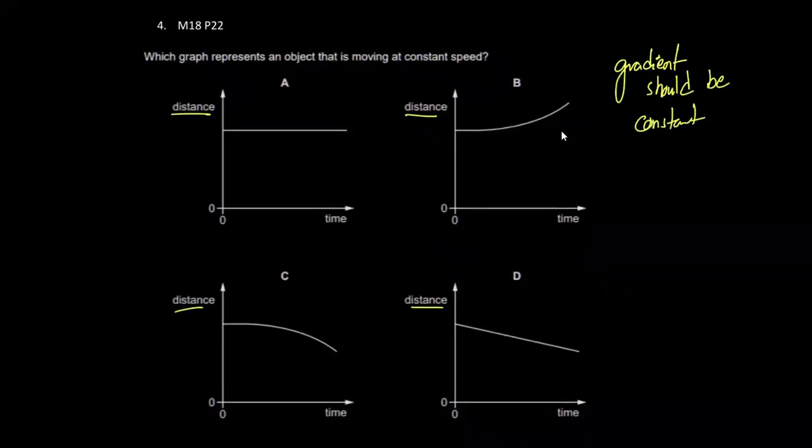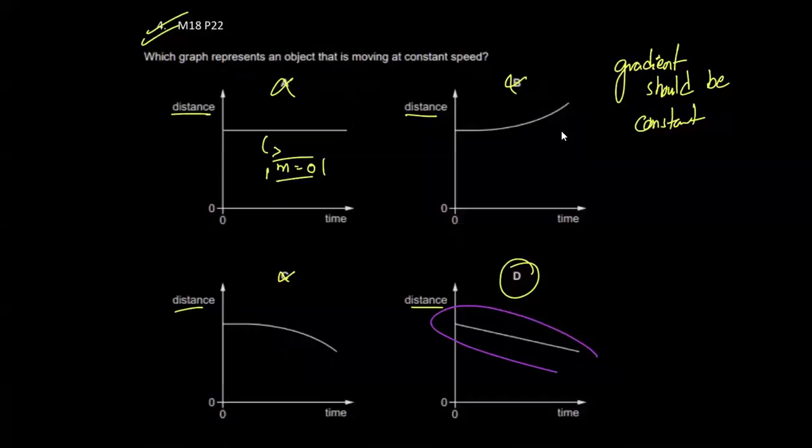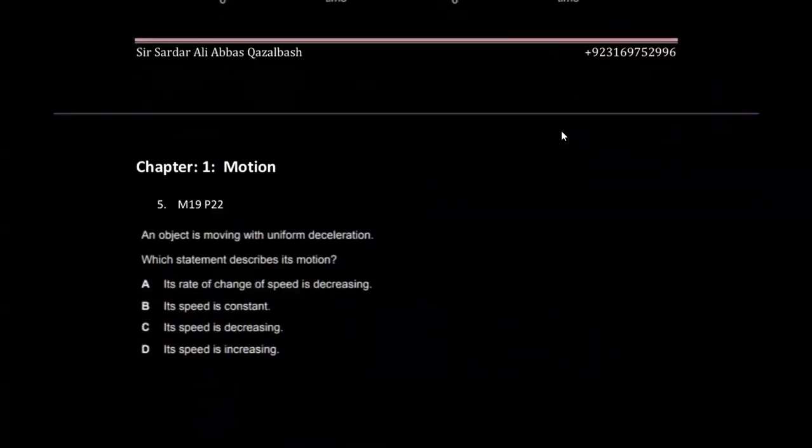A, B, C, D. Remember, the gradient over here is zero. I know it is constant, but it is zero. So A cannot be your answer. B and C are not straight lines, so the answer is clearly D. Easy peasy lemon squeezy. See, the gradient of the straight line M is constant. Again, this sign represents constant.